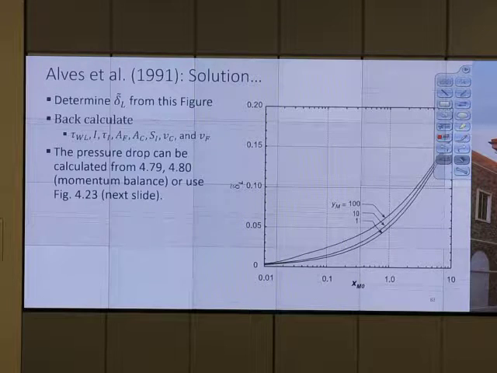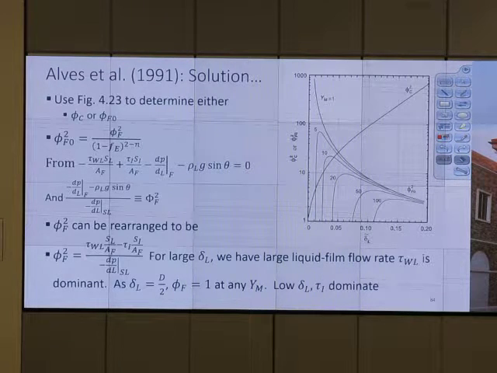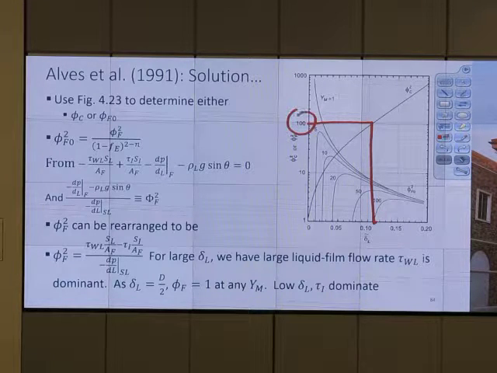Taitel-Dukler model. Okay, let's finish this part so that you can do the project. Once you finish this graph, you read another graph. Don't use any of this, okay? Use just that line, phi c squared. So once you get delta L tilde from the previous graph, go up, read the value, and if you use this line, you get phi c squared.